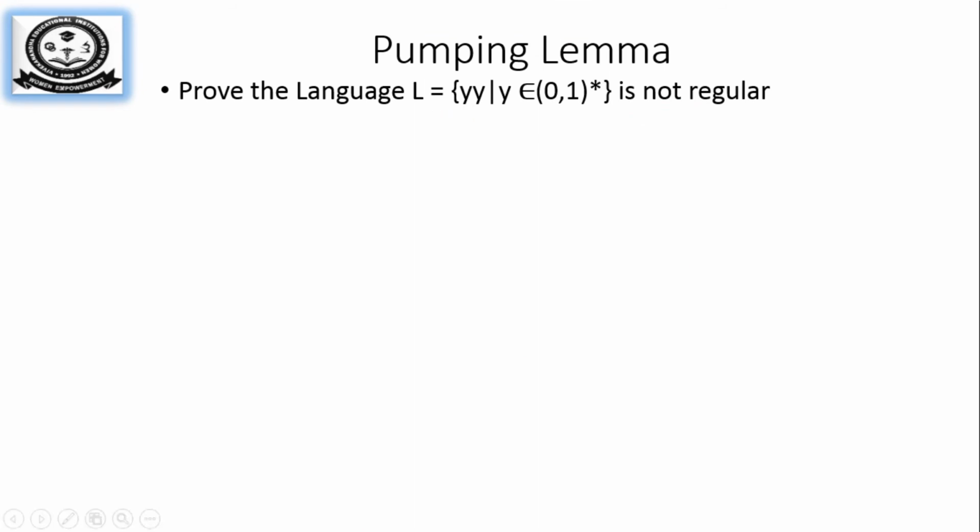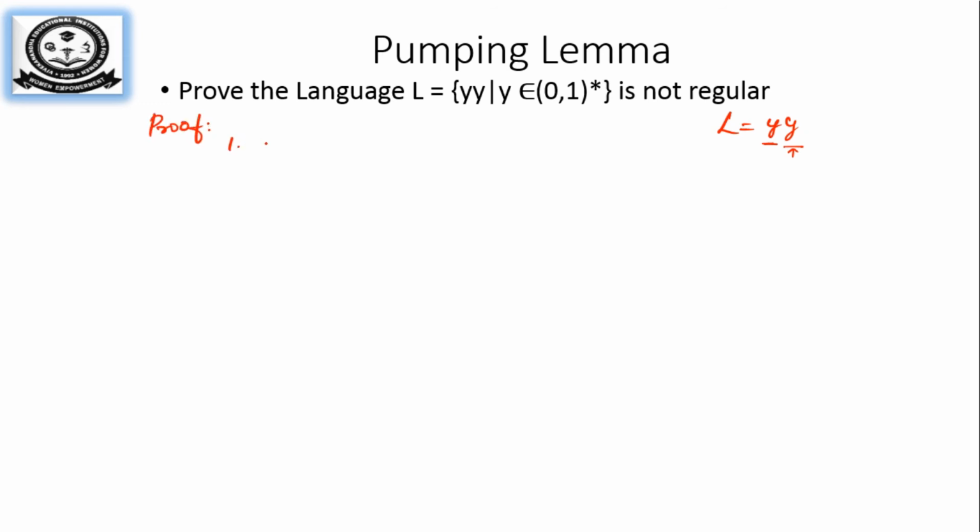So we'll see another example for the pumping lemma. Now the language is going to be YY. First you should know why YY is not a regular language. If the finite automata is printing a string of format Y, it should remember what it printed for the first Y. The same must be repeated for the second Y. But the finite automata does not have any memory, so hence YY is not a regular language. So let us see the proof.